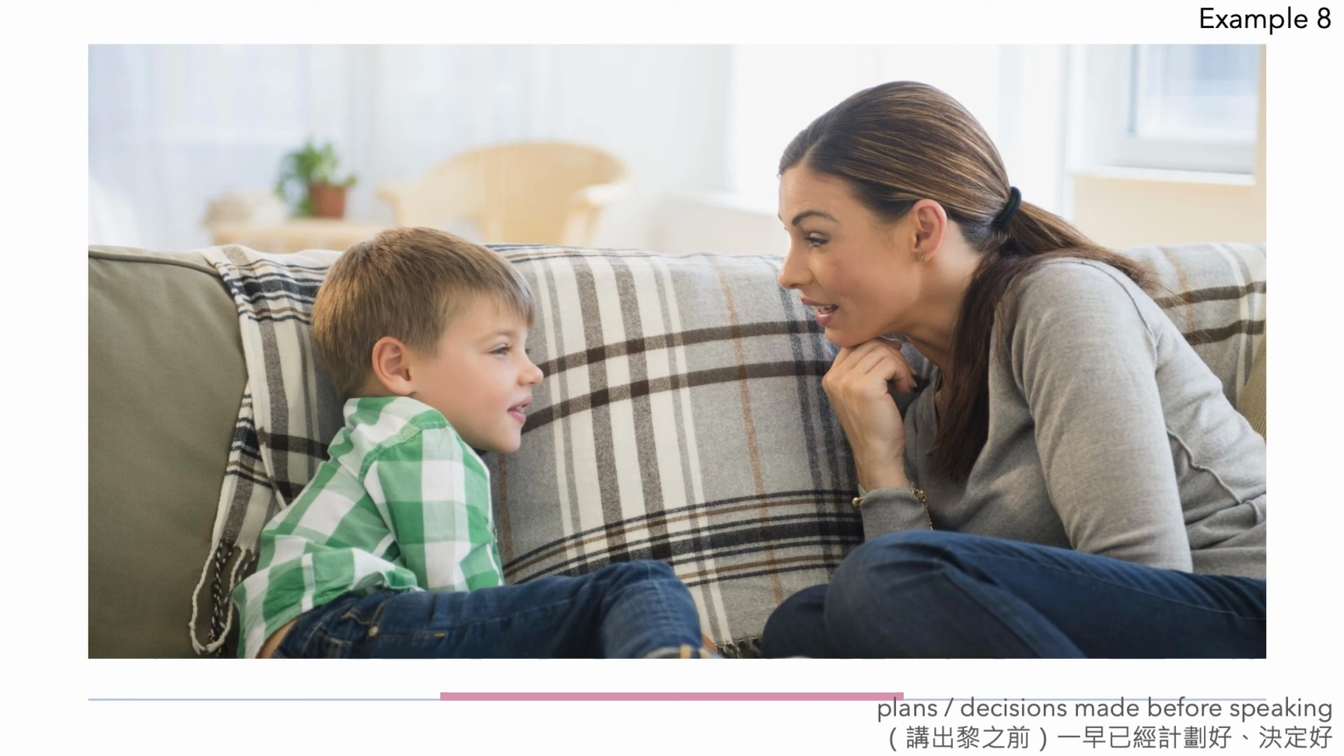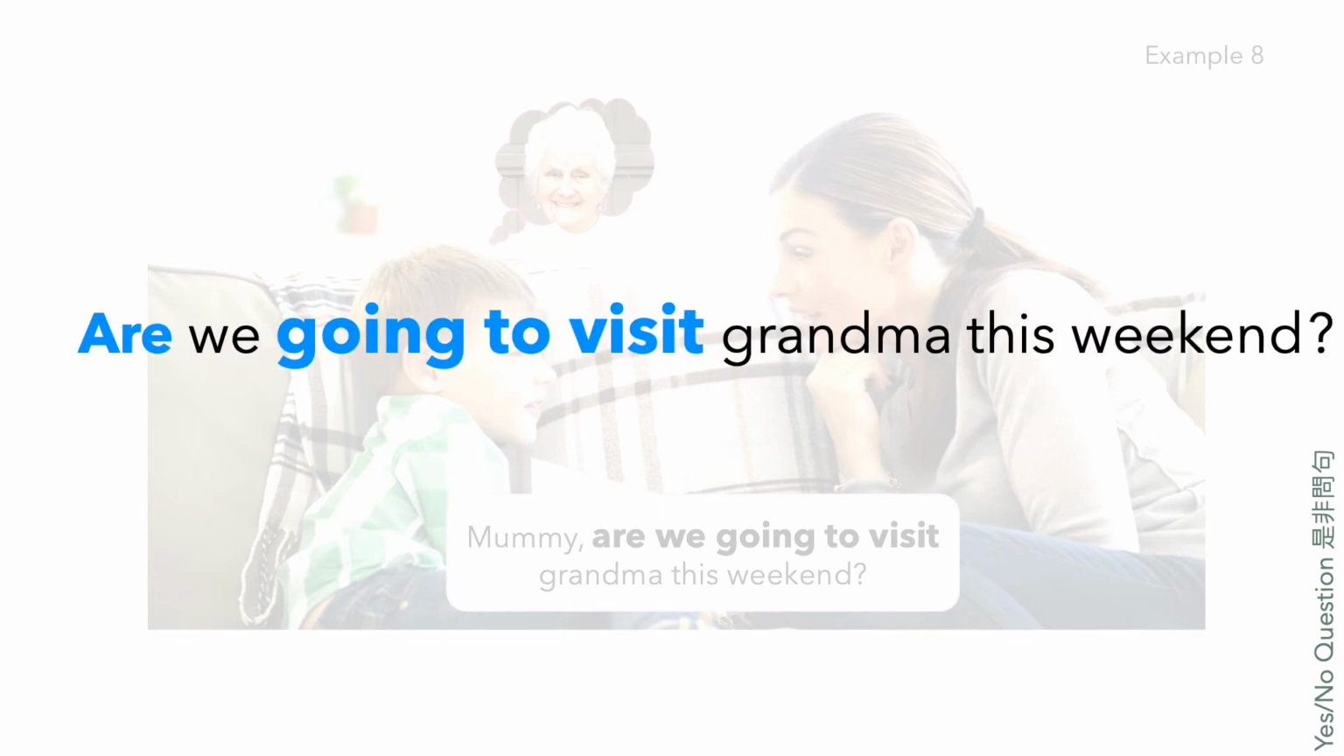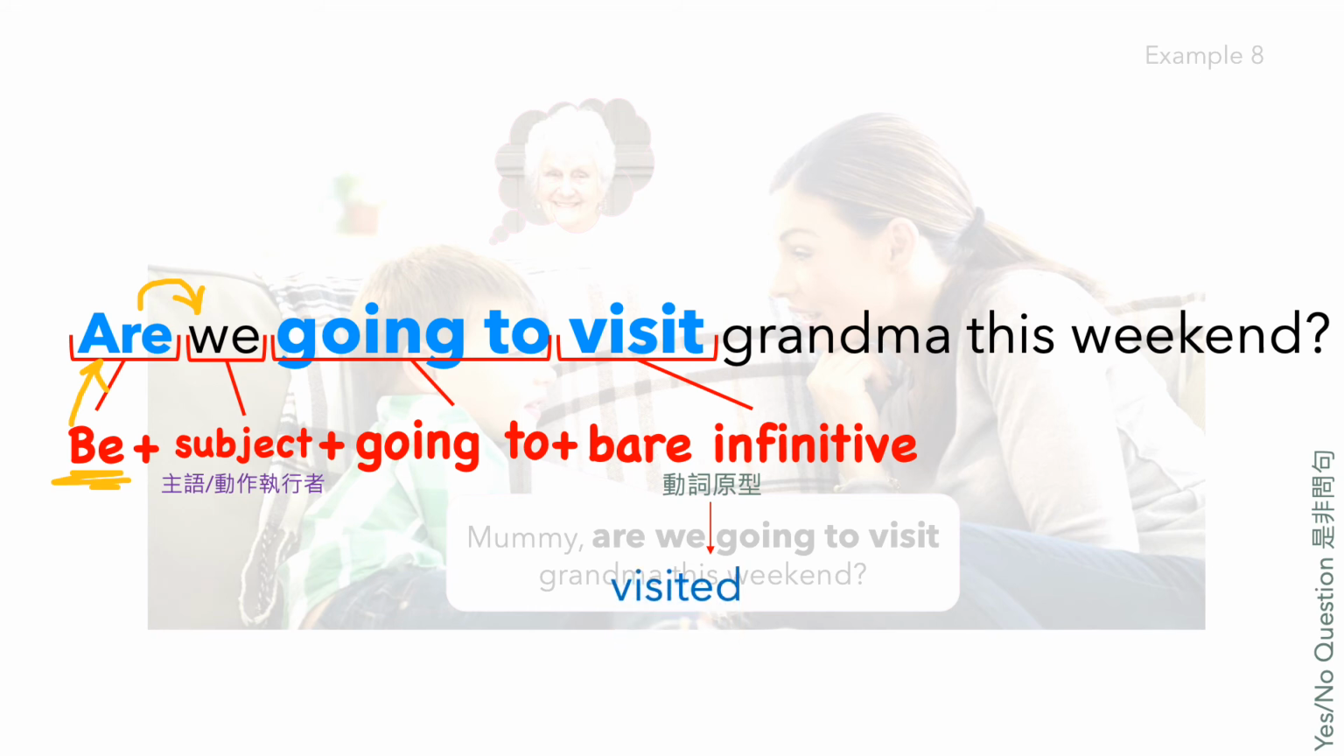Example. This little boy, he misses his grandma very much. And he says, Mommy, are we going to visit grandma this weekend? Are we going to visit grandma this weekend? You can see we put be at the front. This time we use are because we have we as the subject. And you can see the are is capitalized. And then we have going to and the bare infinitive. Again, no ed, no ing.